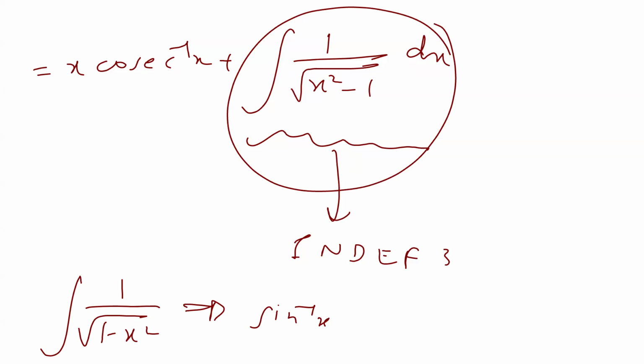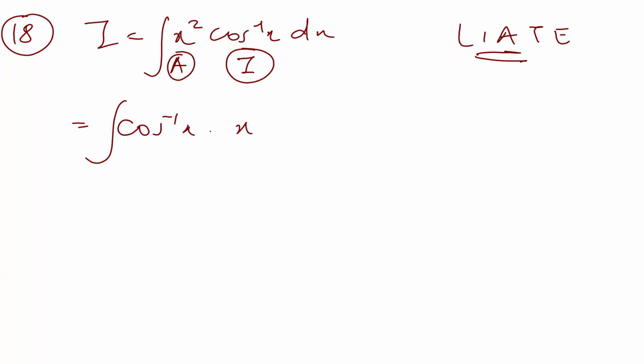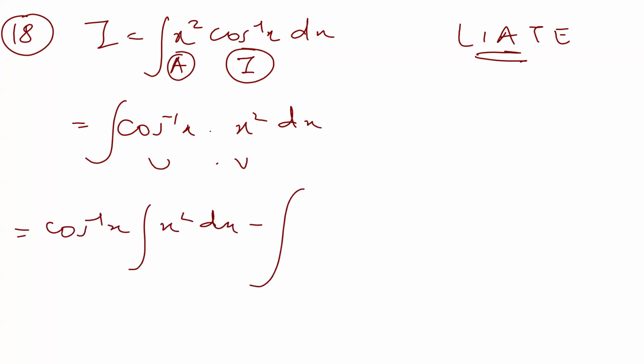Okay. Let's go to question number 18. Integration of x square cos inverse x dx. So this is ITF and this is algebraic. LIAT. Cos inverse is ITF, ITF then algebraic. So we need to change the order. Cos inverse x into x square dx. So this is u and this is v. Cos inverse x, x square dx, dy dx of cos inverse x, x square dx.